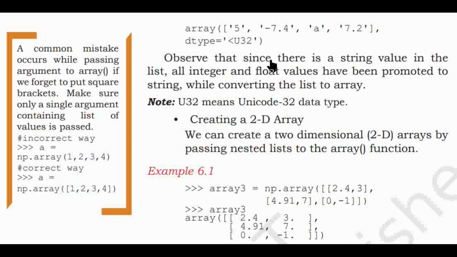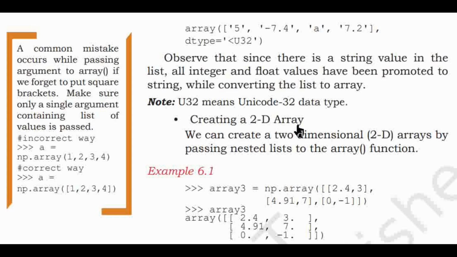Observe that since there is a string value in the list, all integers and float values have been promoted to string while converting the list to array. Note, U32 means Unicode 32 data type.